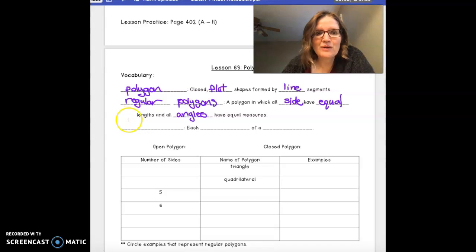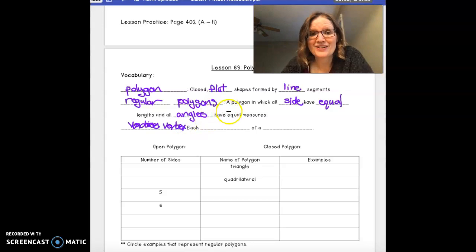Another piece of vocabulary that you need to know is vertex. I'm spelling it, hang on, guys. V-E-R-T-E-X. When we have more than one, we say vertices. It is each corner of a polygon.